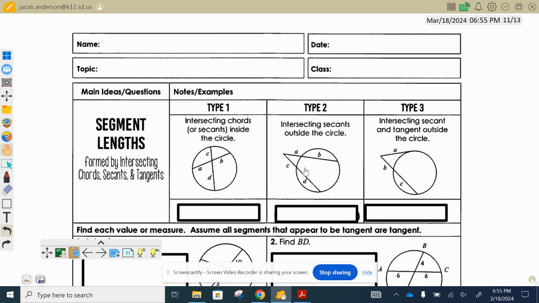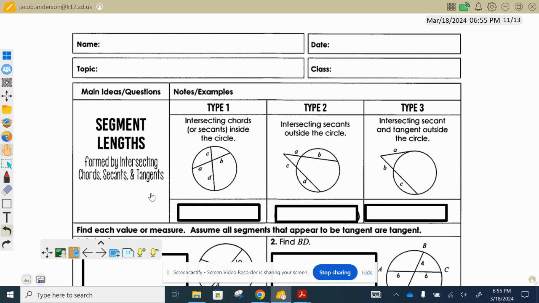Okay, we're going to be going through segment lengths, which is going to be kind of new for some of us. So we've got three types of circles that we're going to see. You can see on the right-hand side there, we've got type 1, type 2, and type 3. And these are all going to have some different formulas that we're going to have to memorize because I don't think they're on our formula sheet.